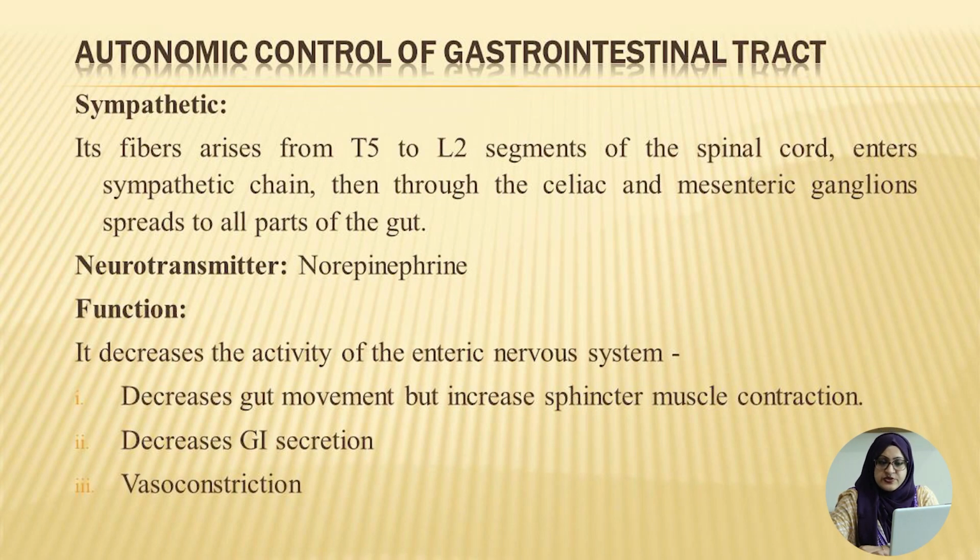Autonomic control of the gastrointestinal tract. It consists of the sympathetic and the parasympathetic supply. The sympathetic supply fibers arise from thoracic 5 to lumbar 2 segments of the spinal cord. They enter the sympathetic chain and then, through the celiac and the mesenteric ganglia, spread to all parts of the gut. The neurotransmitter it releases is norepinephrine, and its main function is to decrease the activity of the enteric nervous system, that is, decrease gut movement but increase sphincter muscle contraction, decrease GI secretion, and lastly cause vasoconstriction.